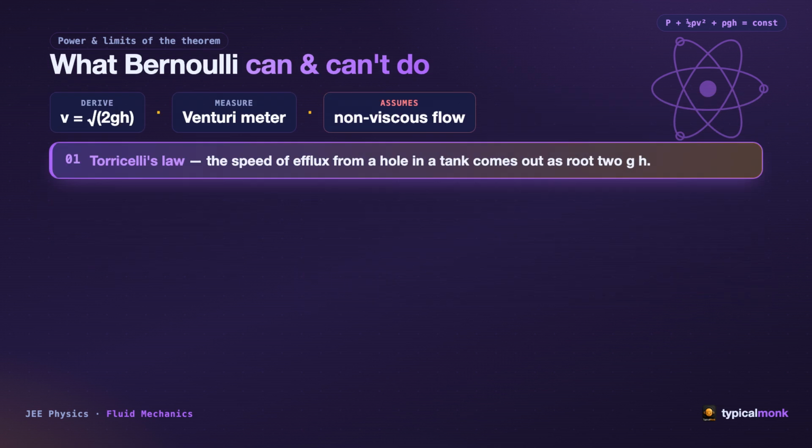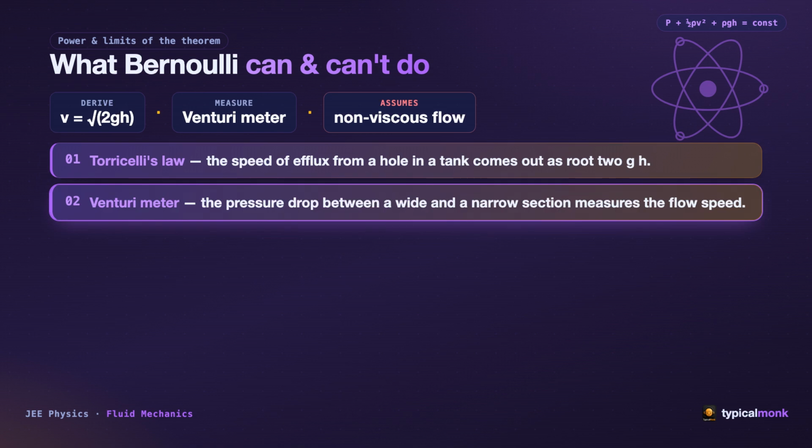Now, what can this one constant actually do for us? And just as important, where does it stop working? It derives Torricelli's law. A hole near the bottom of a tank lets fluid out at a speed of root 2 g h, as if it had simply fallen that height. It measures flow in a Venturi meter. The pressure drop between a wide section and a narrow section tells you exactly how fast the fluid is moving.